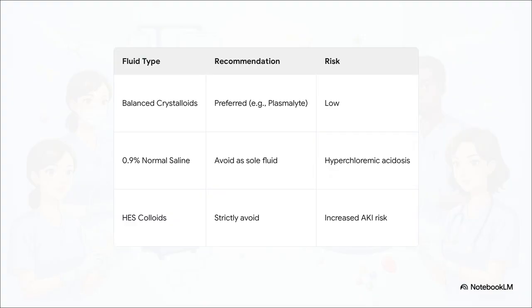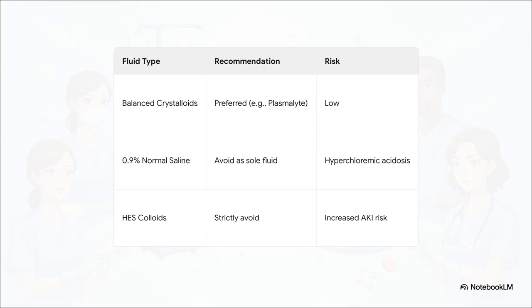Moving from how we monitor volume to what we are actually infusing, because the choice of fluid is just as vital as the volume delivered. Let's examine the evidence based on the American Society of Anesthesiologists Committee on Transplant Anesthesia Consensus Statement. The consensus is absolutely definitive. Balanced crystalloids, such as lactated Ringer's or Plasma-Lyte, are the superior choice.